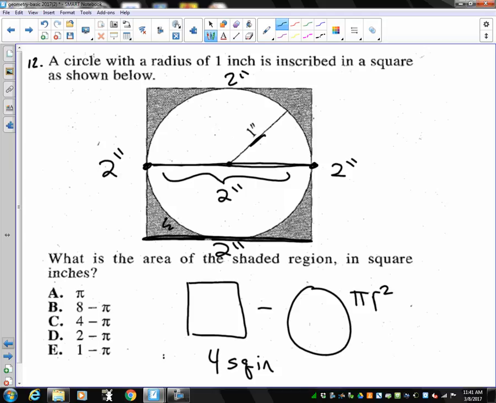Now notice that most of my answers are in terms of pi, so I really don't have to use 3.14. All I have to do is take the radius squared. So this would be pi times 1 squared. Recall the radius was 1 right there. And so that would just be pi. So we get 4 minus pi, which would give me the area of that shaded region. So that answer was C.